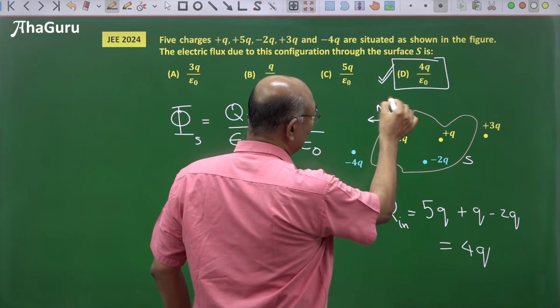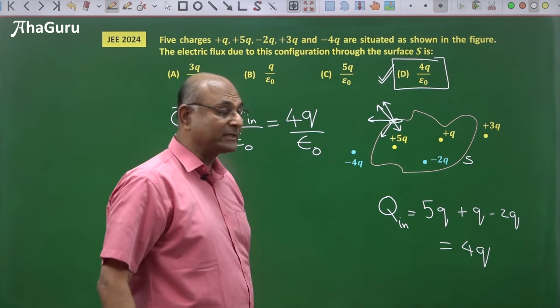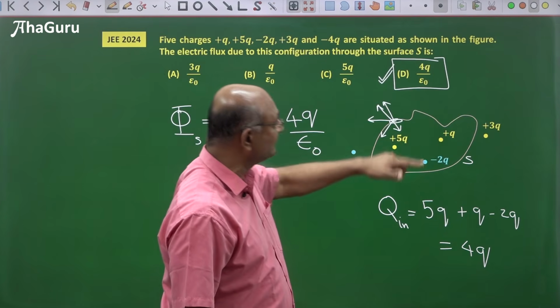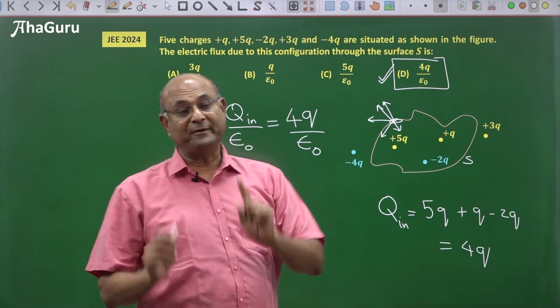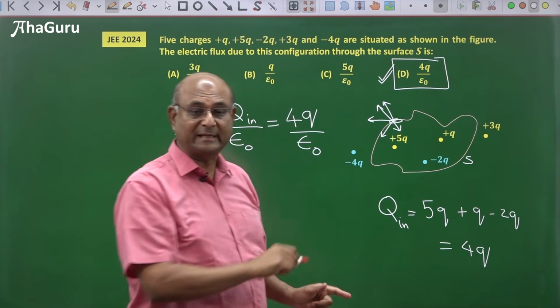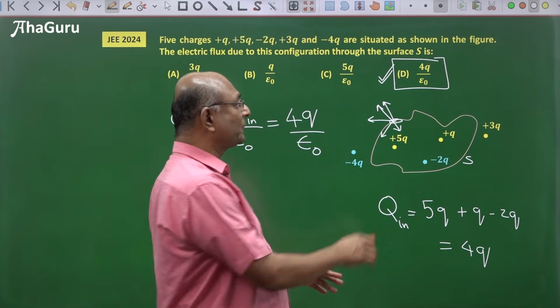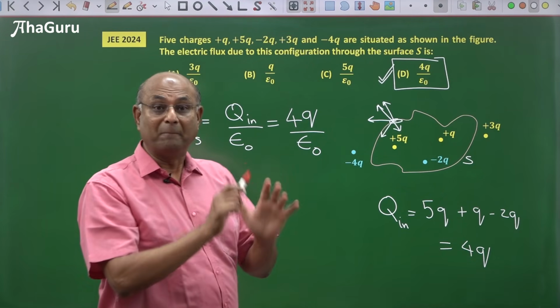The sum total of all these will be the net electric field at that location. Similarly, at this location, you will have the net electric field produced by every charge. Net electric field produced by every charge here, right? So basically, if you take any point, the net electric field will be produced by all the charges.